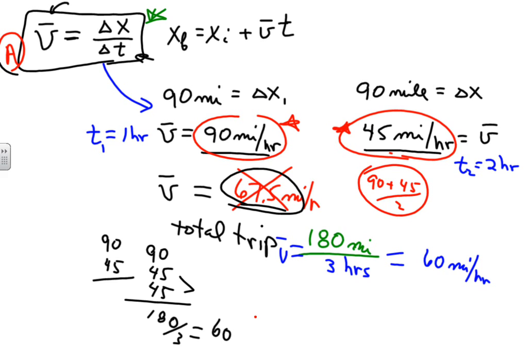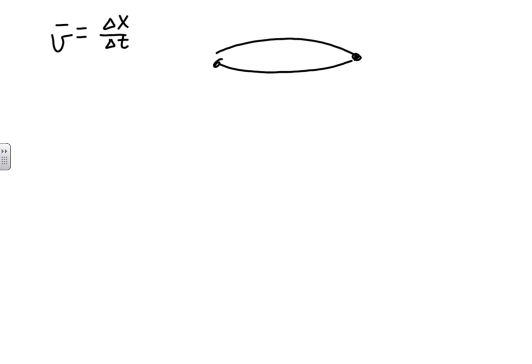Okay? Is that interesting? All right, so let's start over and write that first equation down. That's equation A, delta x over delta t. Now, back to vectors. If I went to my mom's house and then I came back, what would be my average velocity?